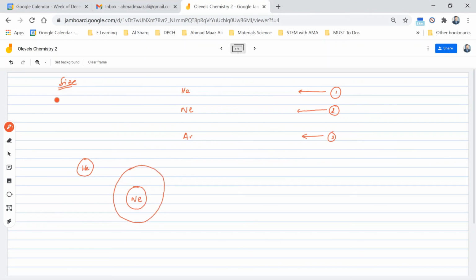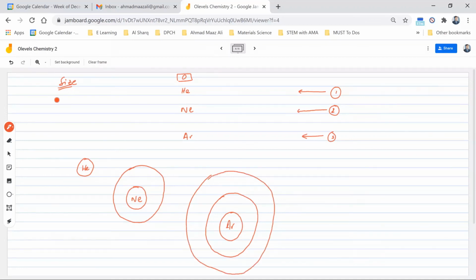It increases. This is group 0. Of course, it increases. Hafsa, is it increasing or decreasing? Increasing, right? So argon now has 3 shells, which means the atoms are getting bigger as we're moving down the group. So atoms keep on getting bigger as we're moving down the group. So that is why the van der Waals forces that are in between these atoms increase. Down the group, size increases.